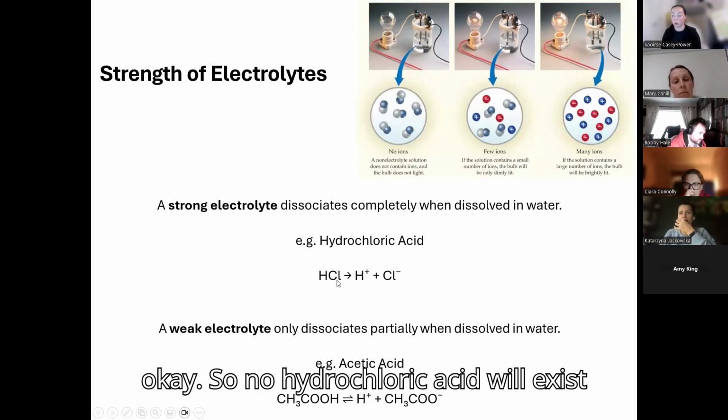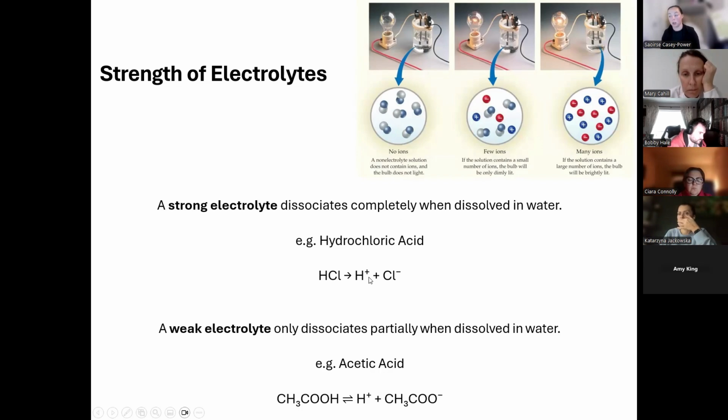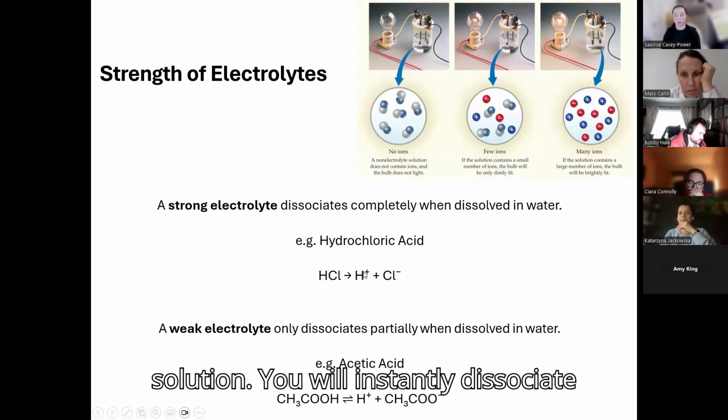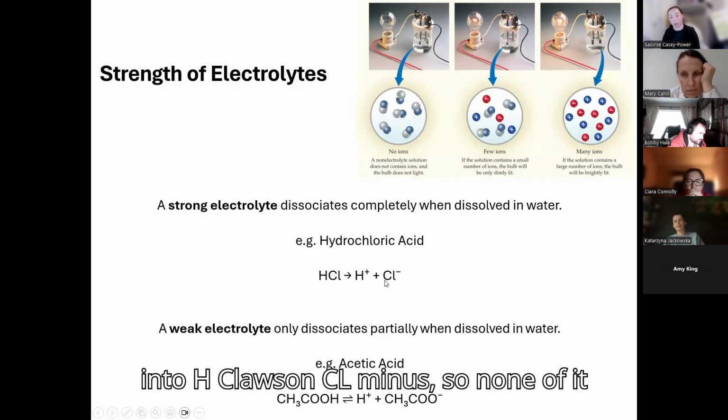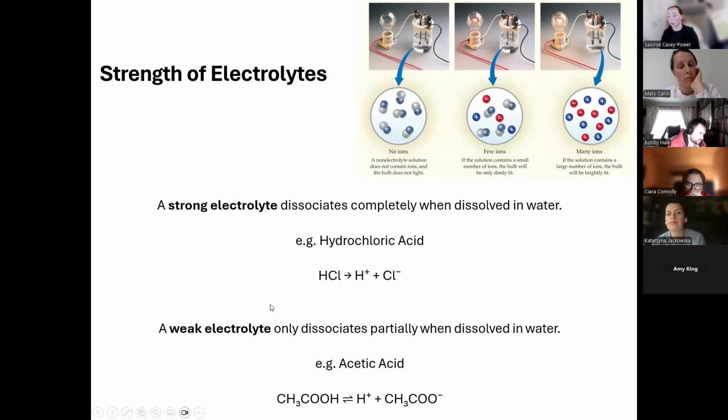No hydrochloric acid will exist in its molecular formula as this. When hydrochloric acid is added in solution, it will instantly dissociate into H+ and Cl-. So none of it will exist in its molecular formula.